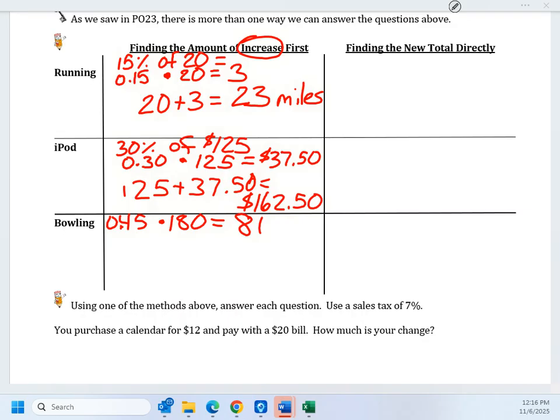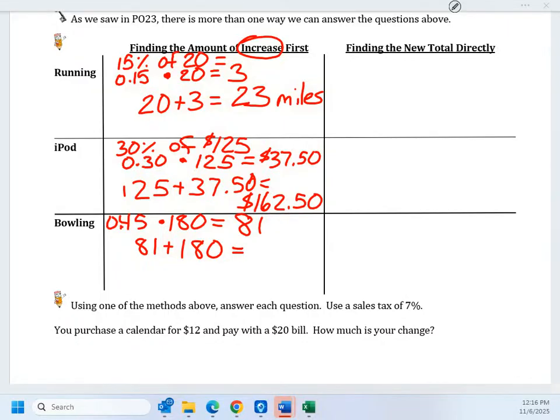What's the second step? Only Finley knows, Clara knows, who else knows? What's my second step? Cam? You add 81 to 180. I need to add it to my original amount. It's increasing by that much. So 81 plus 180 is how much?